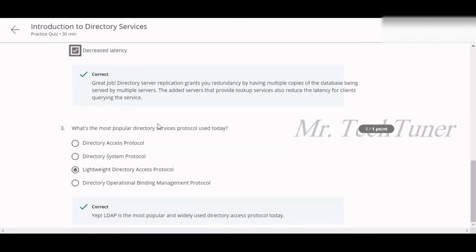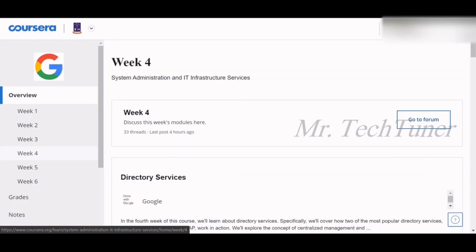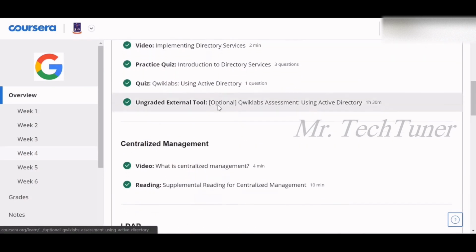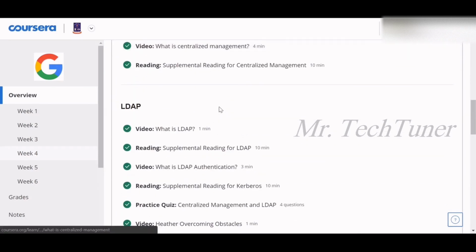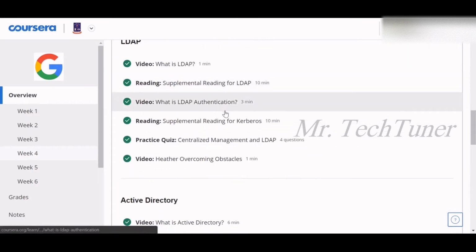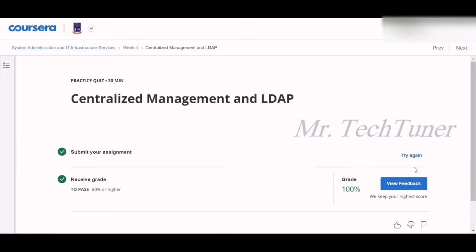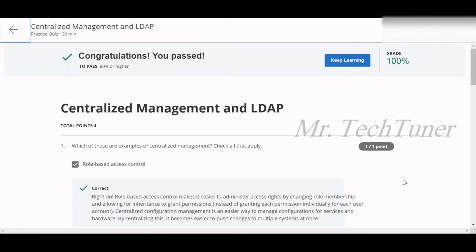Number three, what is the most popular directory services protocol used today? This is LDAP, or Lightweight Directory Access Protocol. So this part is done. Now we're going to the second one, which is about LDAP: what is LDAP and everything about central management. So we are going to see the feedback of this quiz.